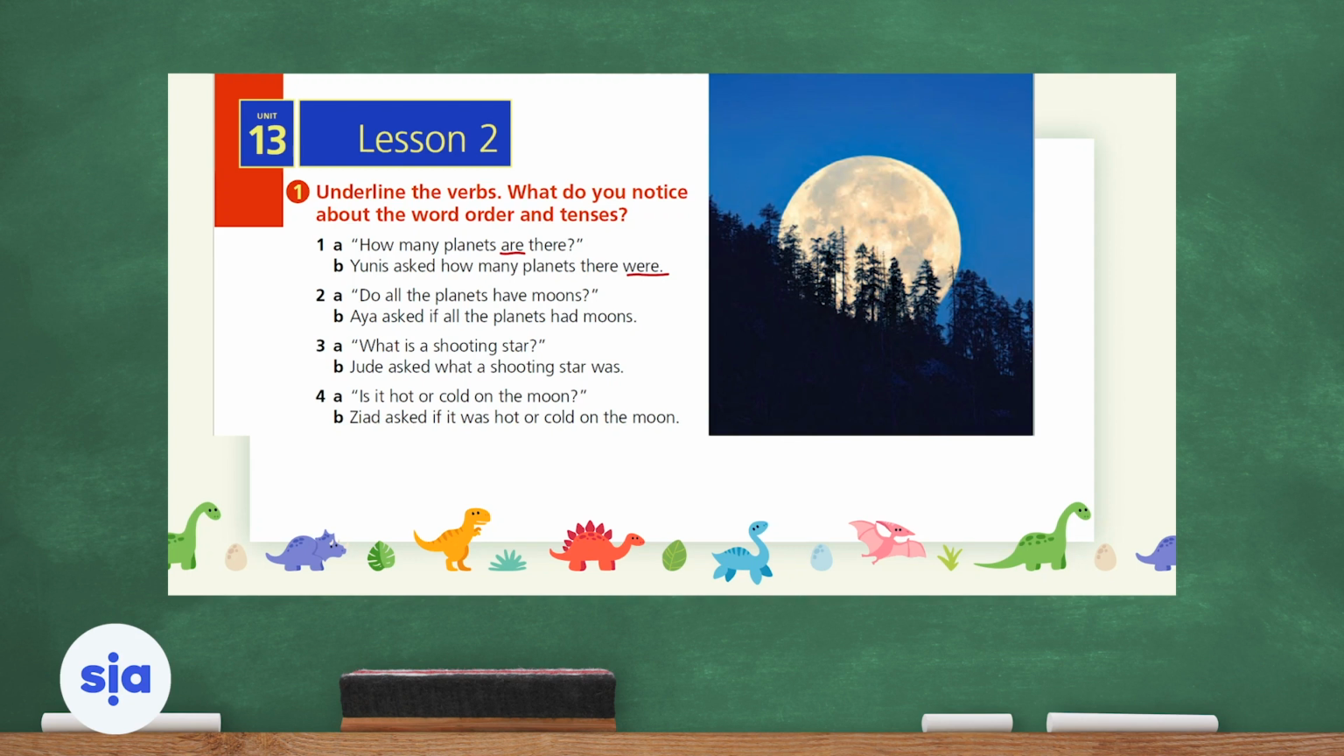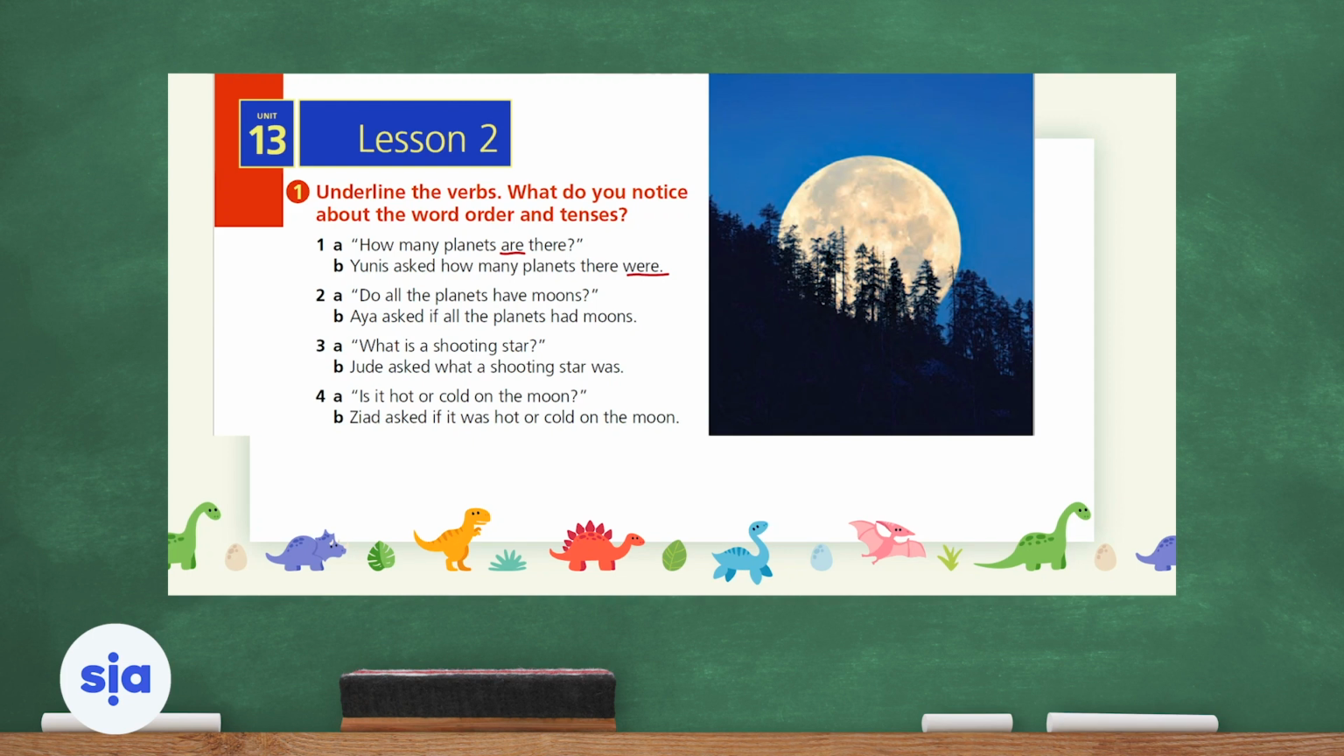Do all the planets have moons? Aya asked if all the planets had moons. Now, if we look at the verbs, we'll notice that the verb was in the present tense, which is have, and then it moved to the past tense. And at the beginning, it was a question, and then it turned into a statement. What kind of statement is it? It's us reporting that Aya asked if all the planets had moons.